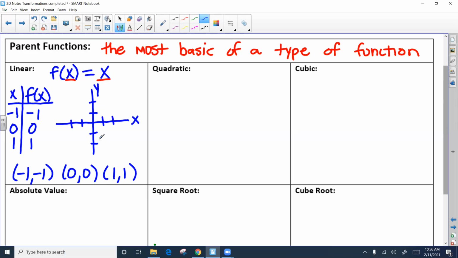I'm just putting a couple dashes in each direction because I only have a couple points to graph. So draw in the coordinate plane. And now let's plot our points. So we said we have a coordinate point at -1, -1, 0, 0, and 1, 1.